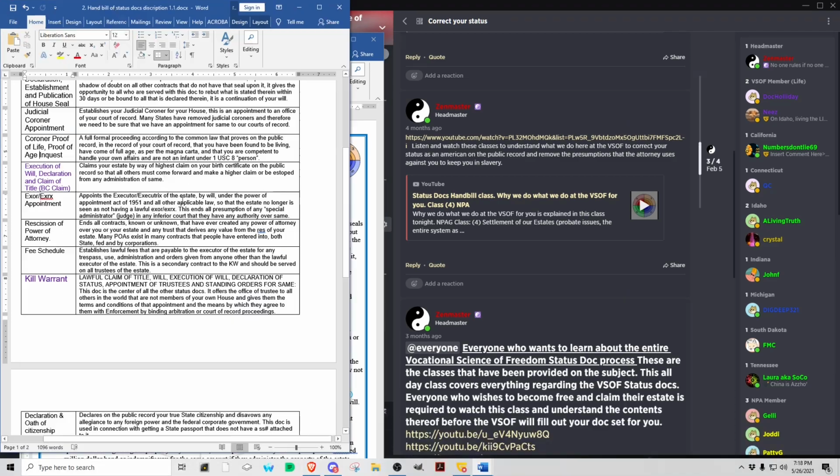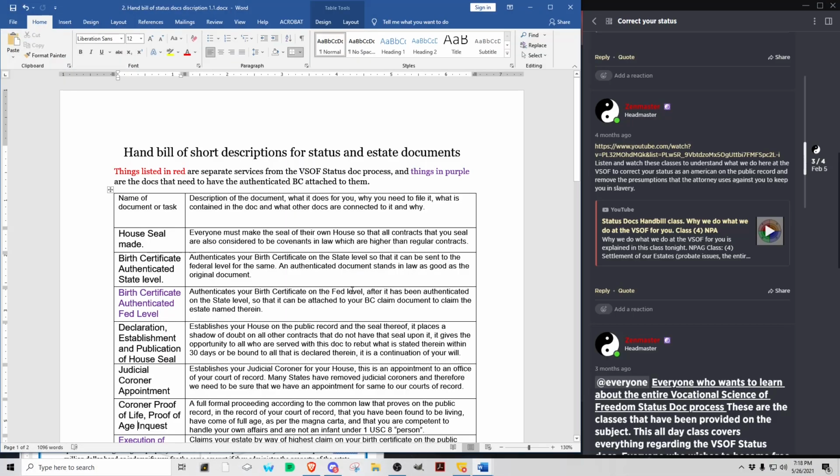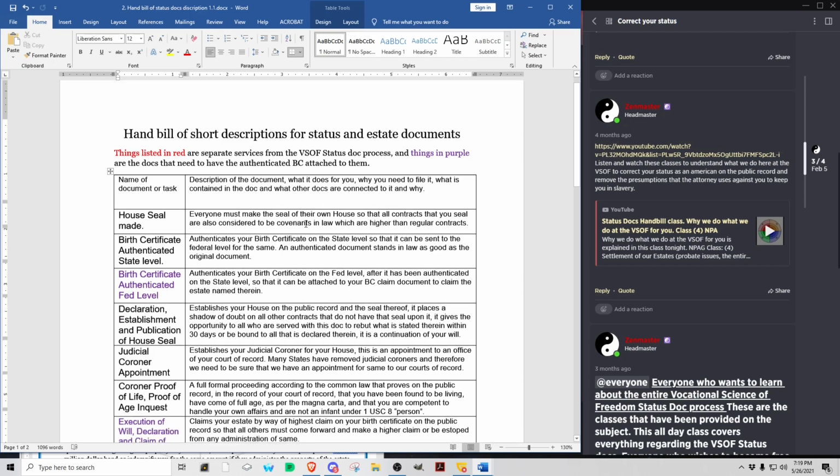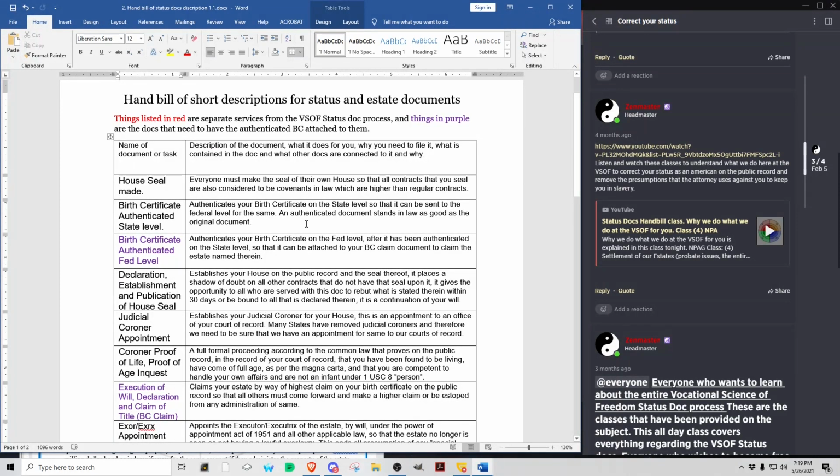Let's get started with the Handbill of Status Docs description. These are just the short descriptions for the status and estate documents. This is what each little thing is in a very abbreviated couple of sentences. This is the name of the document down the left-hand side here, and then the second column is the description of what the document is, what it does for you, why you need to file it, what is contained in the document, and what other docs are connected to it and why. Pretty much. But I wanted to make a very simple explanation so that I could just give it out to everybody so you get the gist of what's going on here.